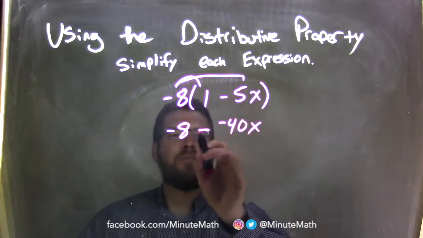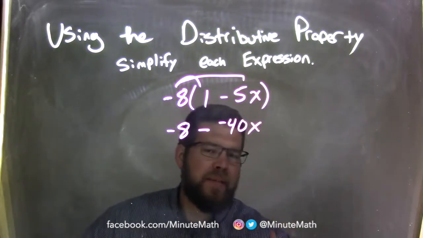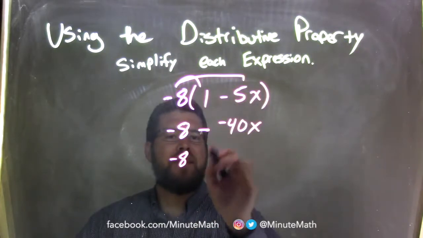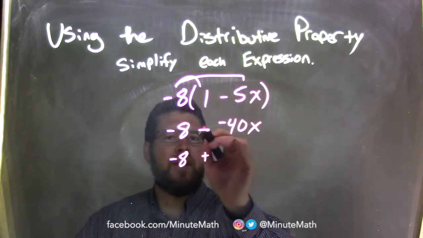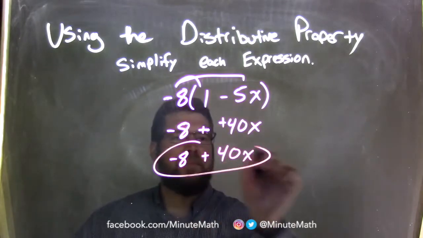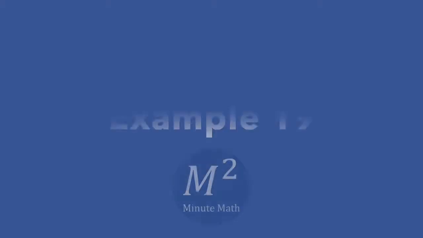But now we have subtracting a negative. We need to make that look cleaner. So the negative 8 comes down. Subtracting a negative is the same thing as adding a positive, right? So we have plus 40x, and that is our final answer.